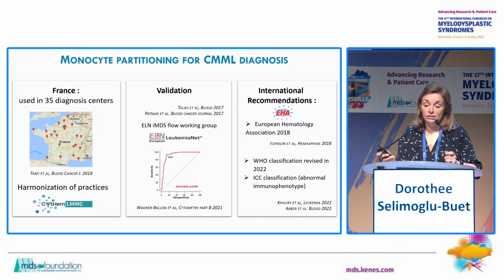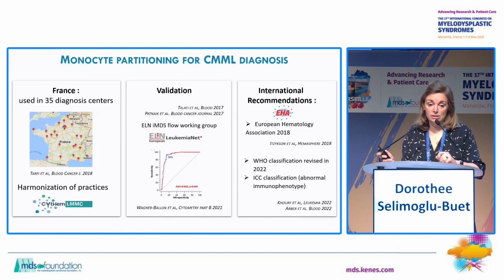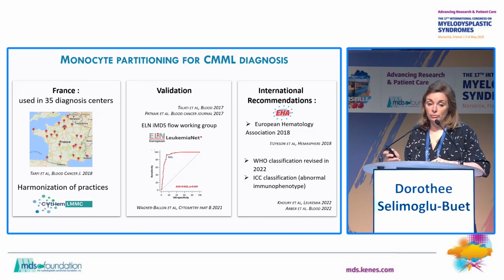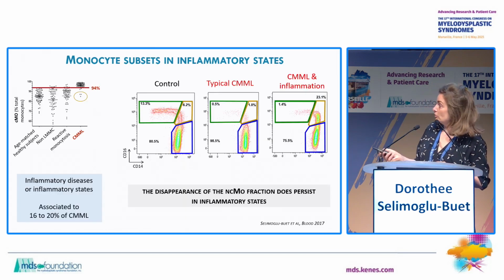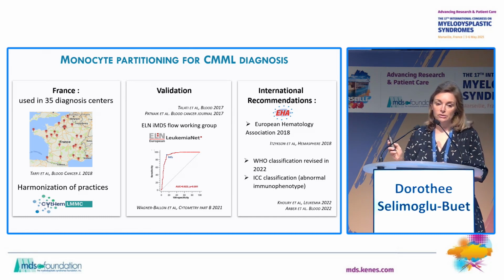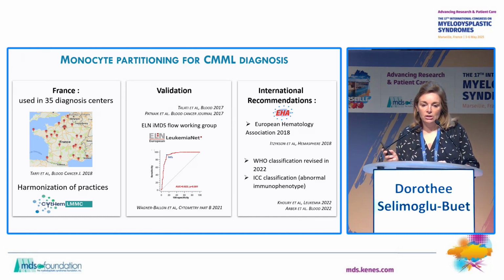This work is now validated by several independent studies and by a European validation program, which also confirm our threshold at 94% of classical monocytes. So we can say that monocyte partitioning can now be used as a new criterion for CMML diagnosis, as recommended by the EHA, by the WHO classification, and the ICC classification since 2022.